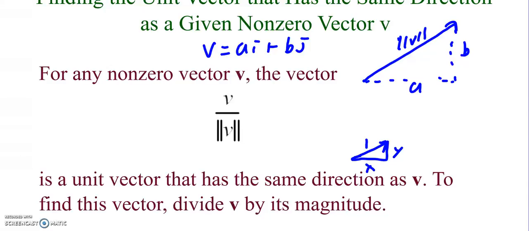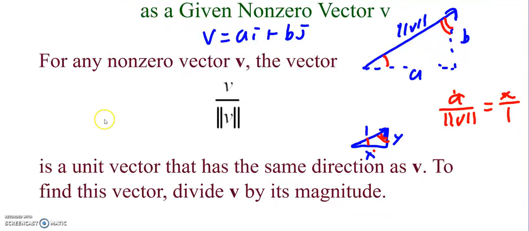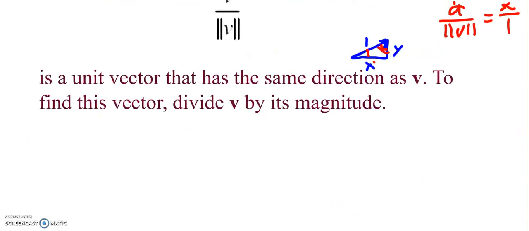Well, I can just set up a simple proportion. I know that the direction has to be the same, right? Because that's what I want. So these are similar triangles because all of their angles then have to be congruent. That's a right angle. So I can set up the simple proportion that a over magnitude v has to equal x over 1. And that's essentially what this is doing. This is just saying take the entire vector because you're going to divide each individual component. Okay, moving on. So that's how we find a unit vector in the same direction as a given vector.